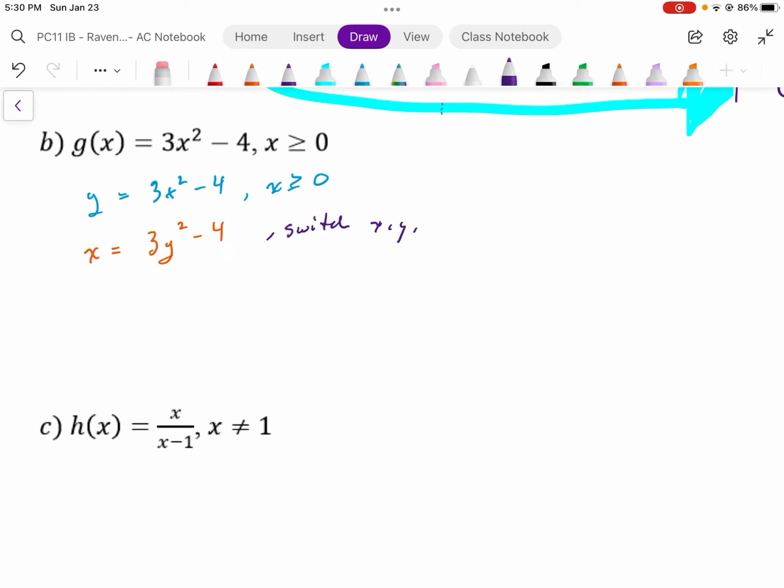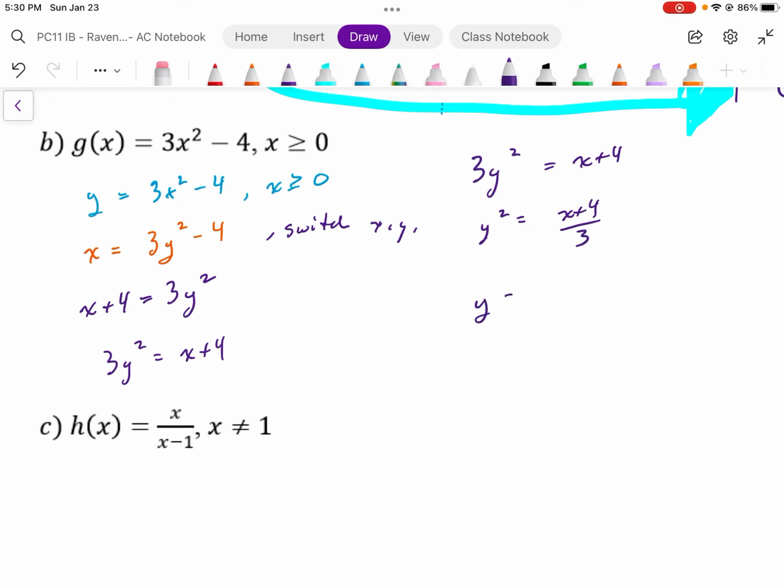All right. So really what I'm going to do here is add 4 to both sides. And maybe just out of convenience, I like it better when y is on the left-hand side. So I have 3y squared is equal to x plus 4. I'm going to divide both sides by 3. And now I'm going to take the square root.